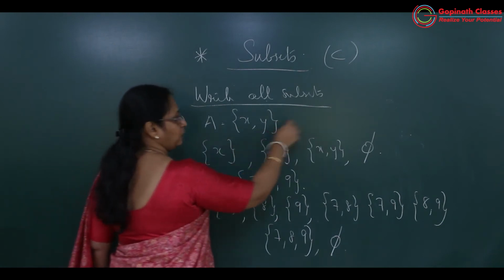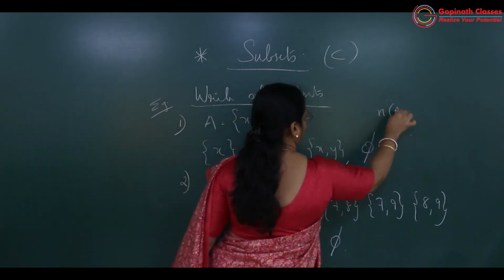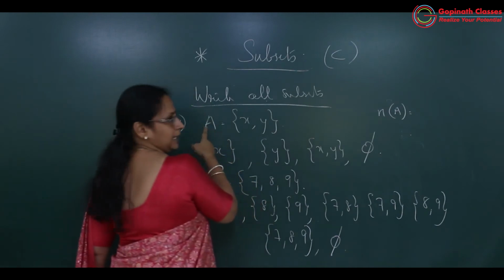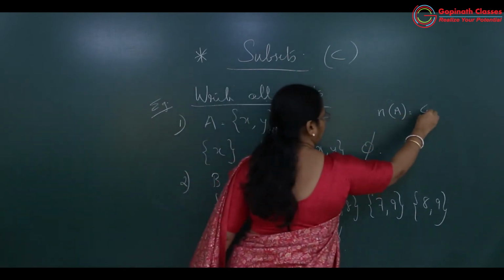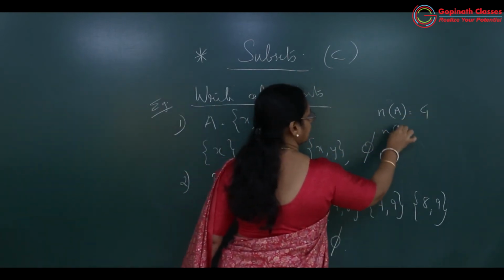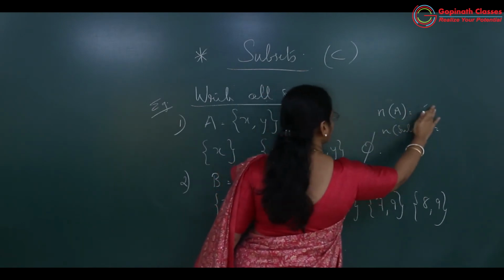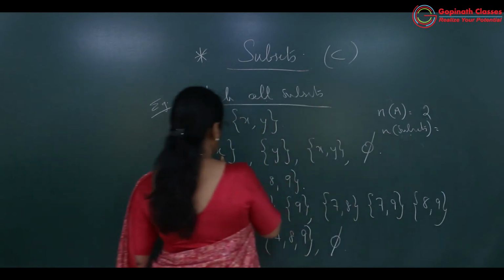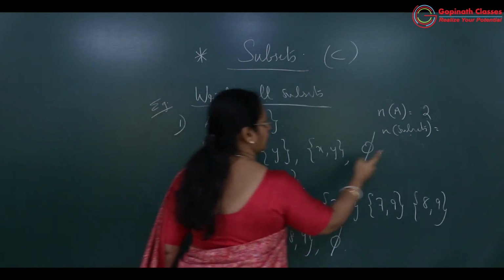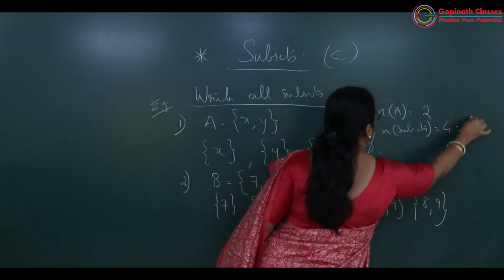Here number of elements of A. A में कितने elements है? 2 है. आई एम सॉरी, नंबर ऑफ एलिमेंट्स ऑफ ए इज 2. द नंबर ऑफ सबसेट्स आपको कितना मिला? 1, 2, 3, 4. दैट इज 2 स्क्वायर.